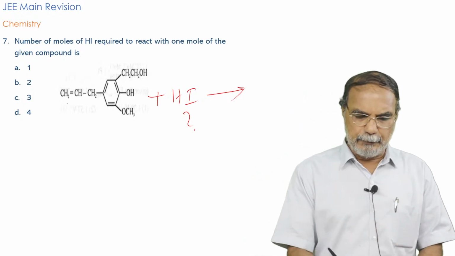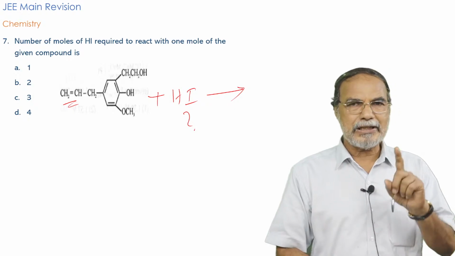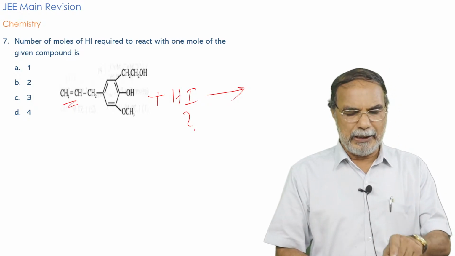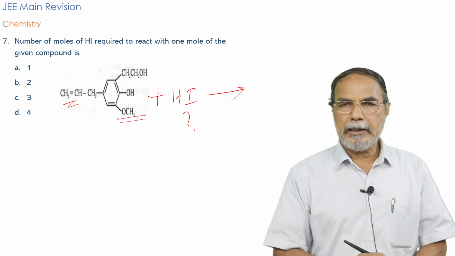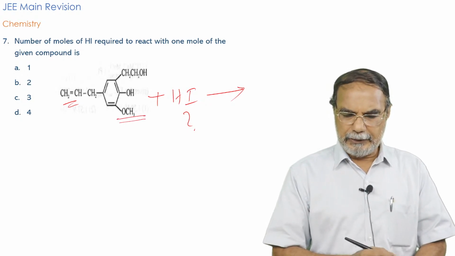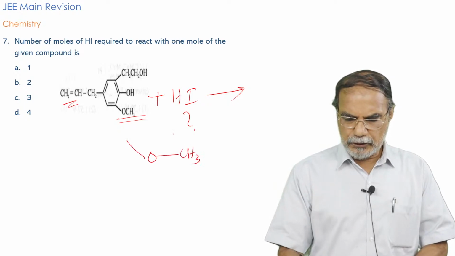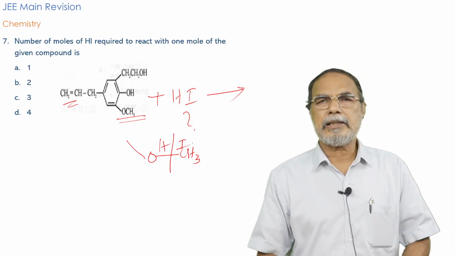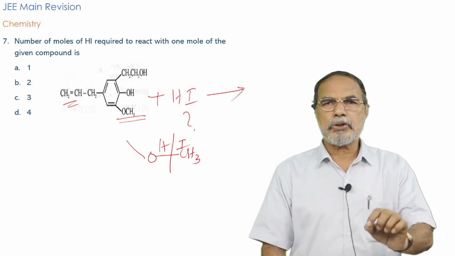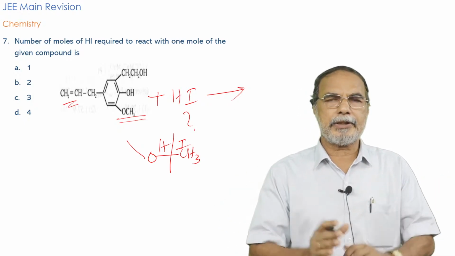Of course, there is a double bond. The HI can be added to the double bond. That is one site, and 1 molecule of HI will be added there. And there is an OCH3 group, the ether linkage. The ether linkage is cleaved by hydroiodic acid. Hydroiodic acid is one of the best reagents used for causing the split of the ether linkage.